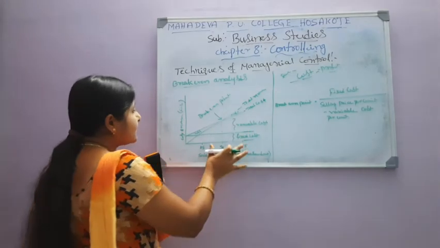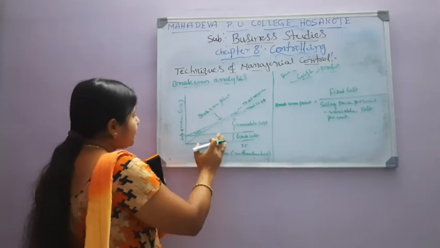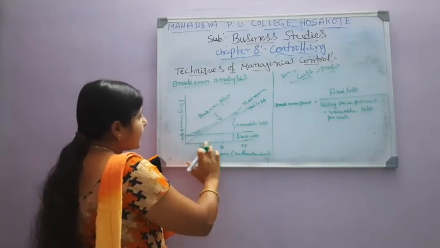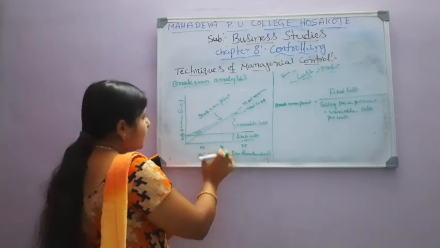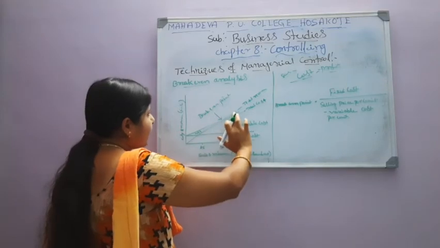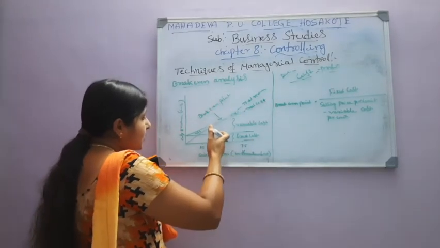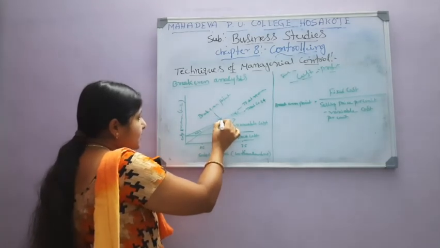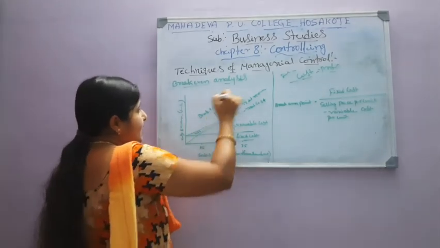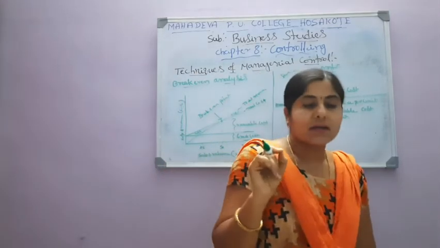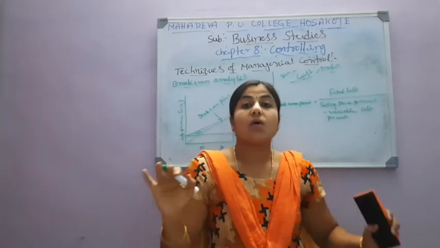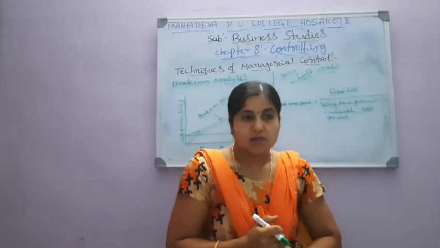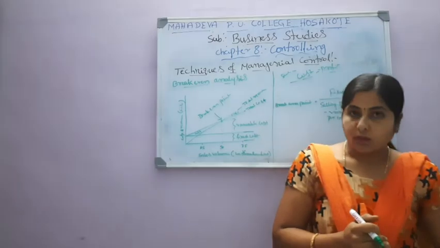I'll show this in the figure. This is the cost, this is the sales, and this line should be considered the sales volume. Both loss and profit margin are shown here. The point where there is no profit and no loss should be considered the break-even point. It is a neutral stage.